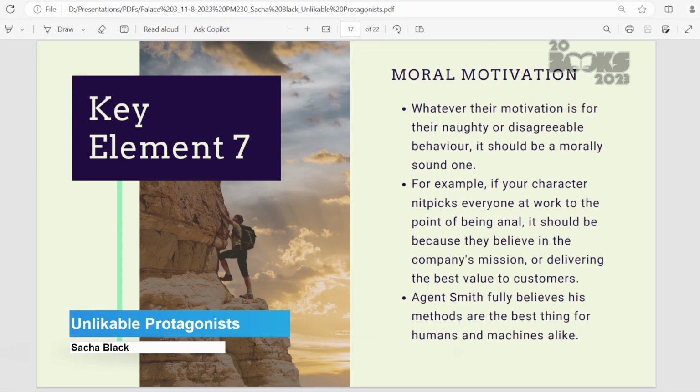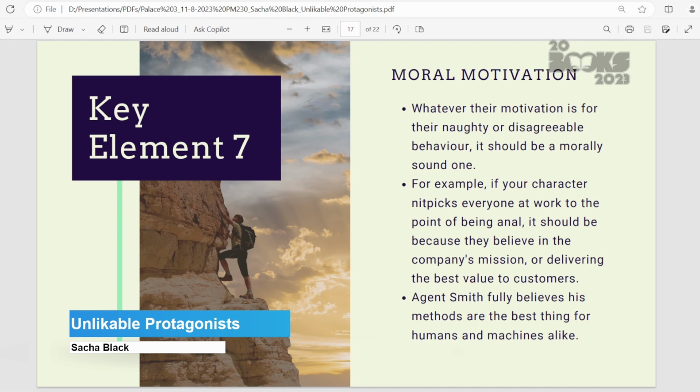All right, moral motivation. Whatever it is that is in their manifesto or ideology, you've got to have some kind of logic for the protagonist that makes sense, right? Often you can have a character do something bad, but for the right reason, or they can do something wrong, but for the right reason. Deadpool often does things wrong, but for the right reason, just by way of example.